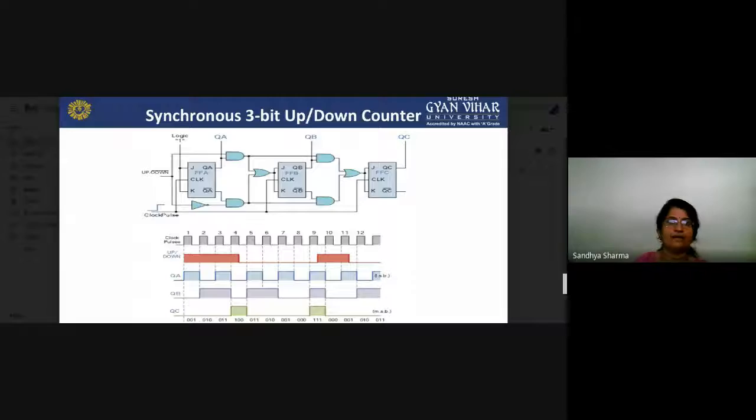So either the up signal may be high or the down signal high. According to that signaling, our shifting of bits will happen in shift registers or counters, and according to that, our counting will be started. That is all the description which I have told you.